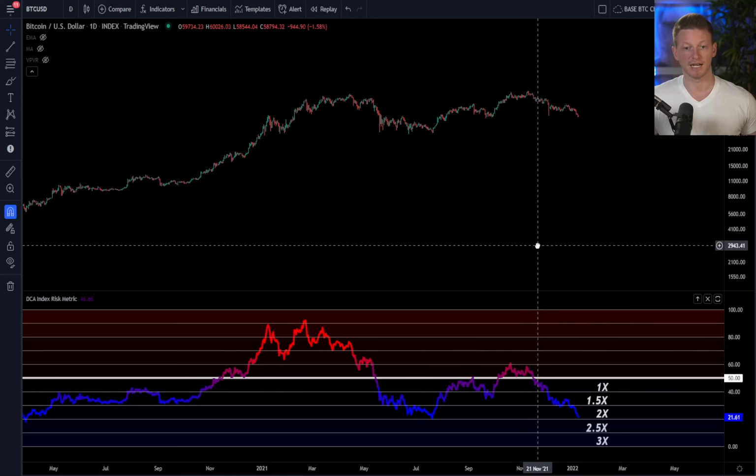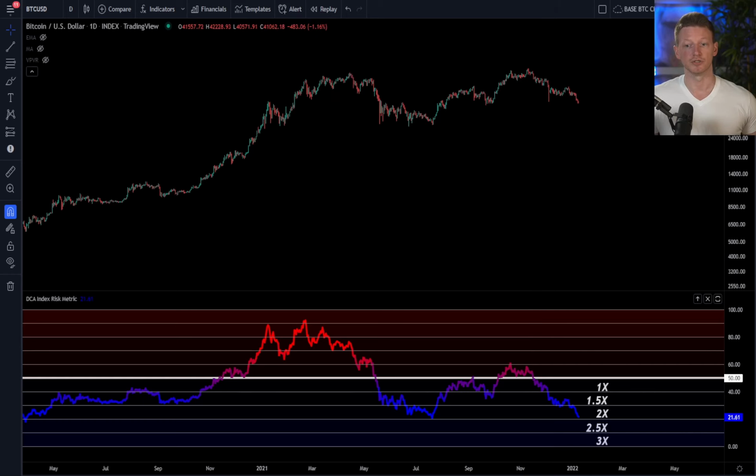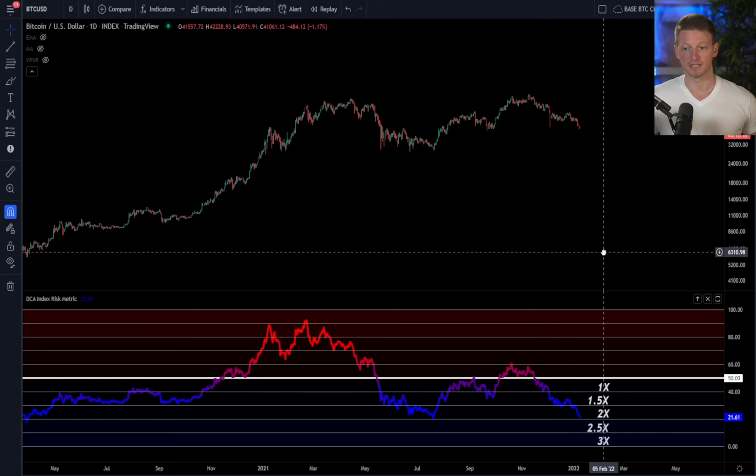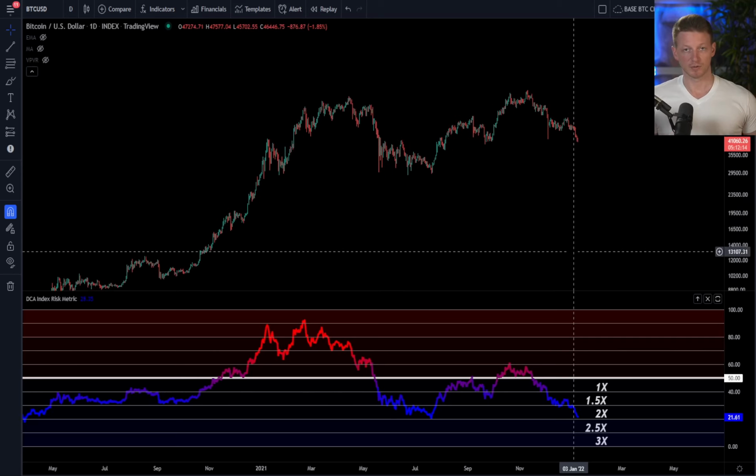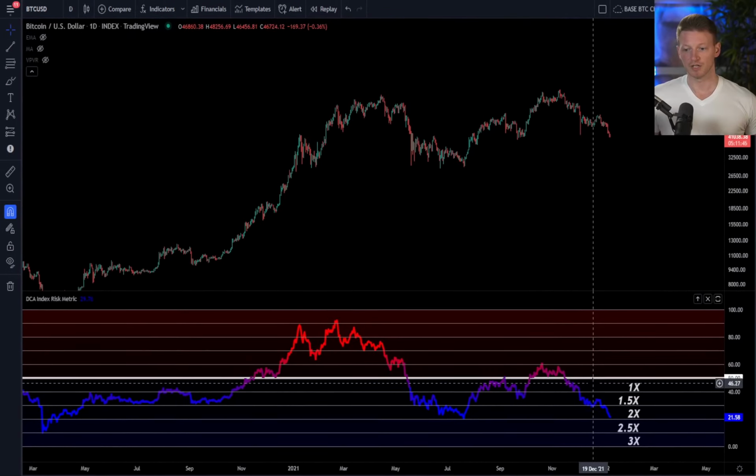And by the way, I dollar cost average weekly. You could do bi-weekly, you could do monthly, or whatever time frame you want to do. Also, I should quickly mention this is not financial advice. This is simply how I am using this indicator in order to guide my dollar cost average purchase per week. When we're below 50, I will dollar cost average a base value of 1x per week.